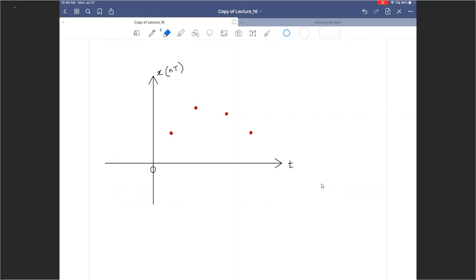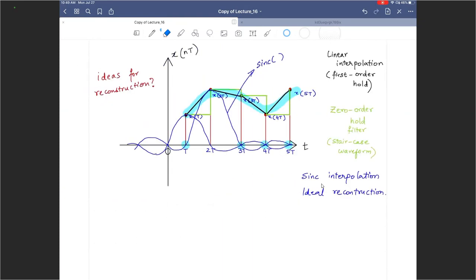The period of the sinc must be 2T then? No, the period is still T, right? Because if this sinc function is at 2T, this sinc function is at T, this sinc function is at 3T, and so on. So the times at which the sincs happen are T, 2T, 3T, and so on. The width of the main lobe is 2T, yes.